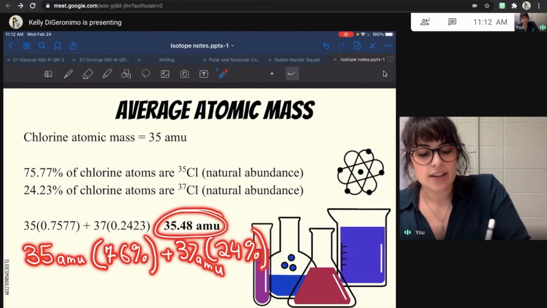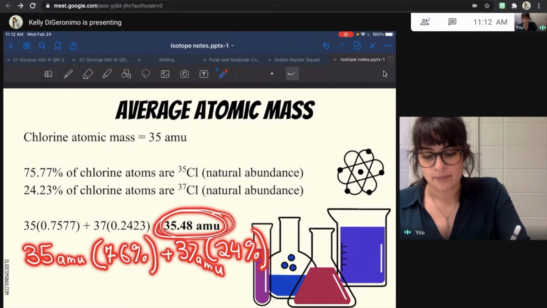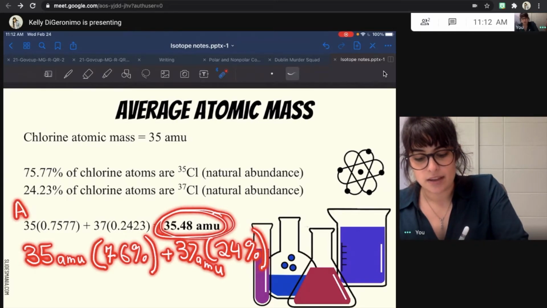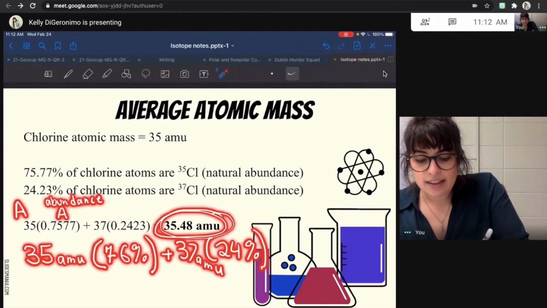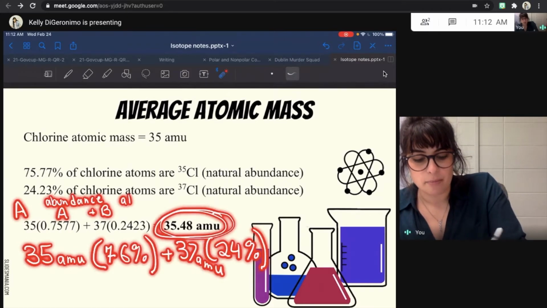So we got this final number by multiplying mass A times the abundance of A. And then we added it to mass B times the abundance of B.